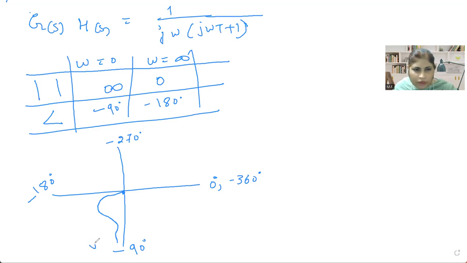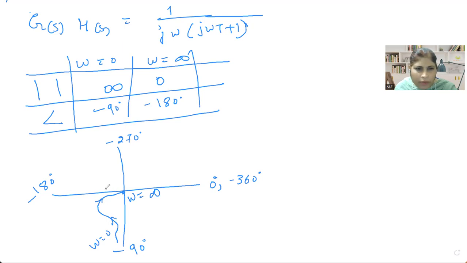So this is representing omega equal to 0 and this is representing omega equal to infinity. At omega equal to infinity, magnitude is 0 but angle is minus 180 degrees. At omega equal to 0, magnitude is infinity where it is at minus 90 degrees. So moving from here towards minus 180 degrees, this is the rough plot.